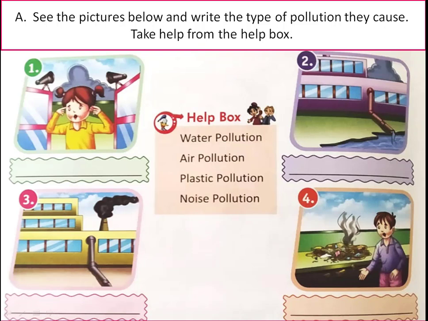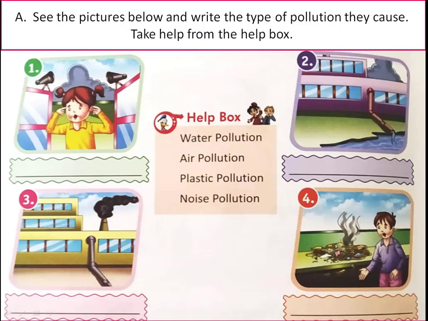Air pollution. Air pollution occurs when gases, dust, smoke get into the air and make it unclean. Do you know, children, what is plastic pollution? Plastic pollution is the accumulation of plastic objects and particles in the earth's environment. Next, noise pollution. The presence of noise in the atmosphere is called noise pollution.